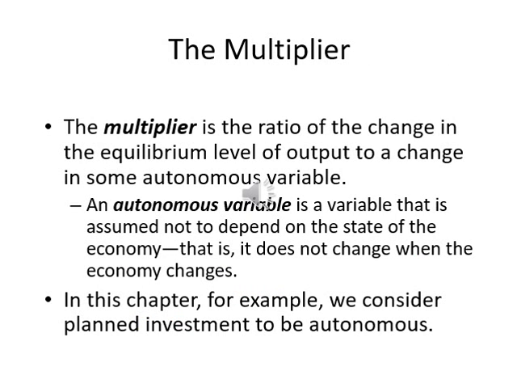The multiplier. The multiplier is the ratio of the change in the equilibrium level of output to a change in some autonomous variable. An autonomous variable is a variable that is assumed not to depend on the state of the economy, that is, it does not change when the economy changes. In this chapter, for example, we consider planned investment to be autonomous.